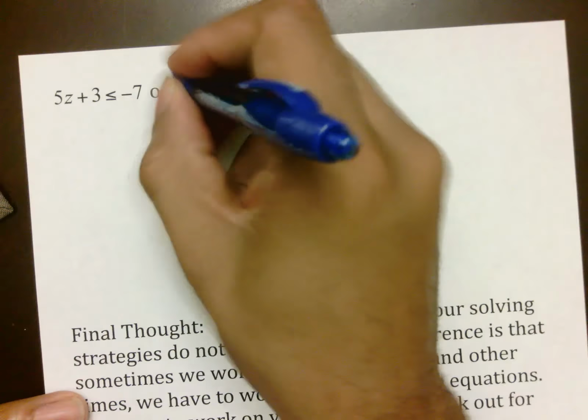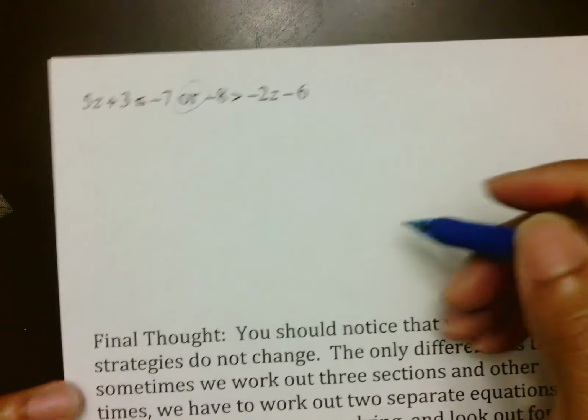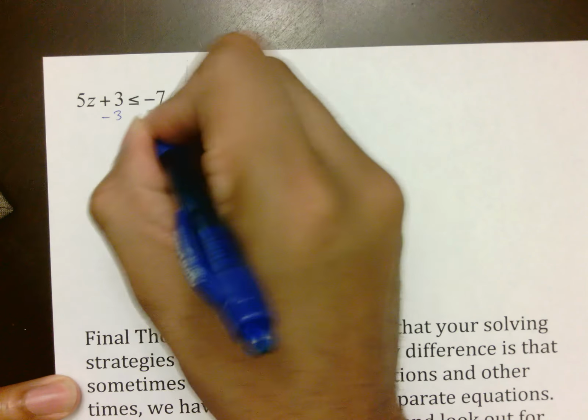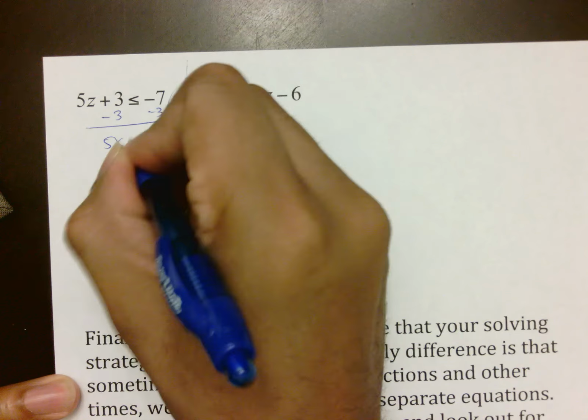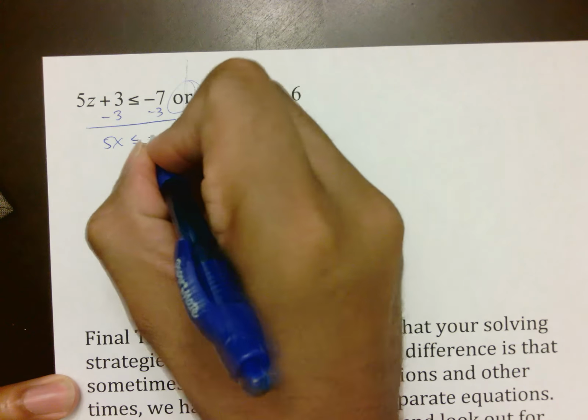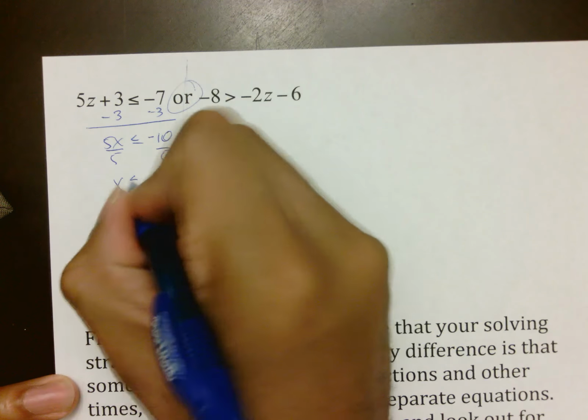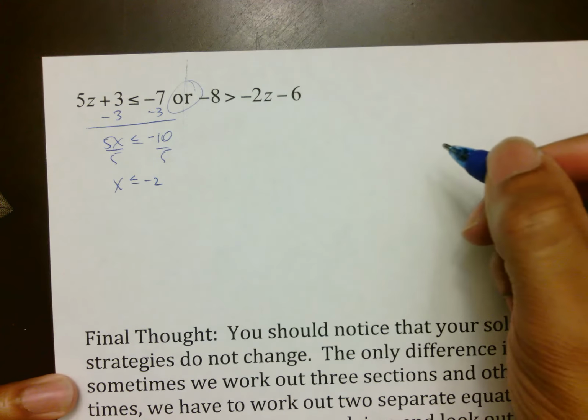Here again, that word or means we actually have two separate questions. You don't have to actually separate them, but it kind of helps sometimes. Here we subtract 3, subtract 3. We end up with 5x is less than or equal to negative 10. We divide by 5, getting x is less than or equal to negative 2.